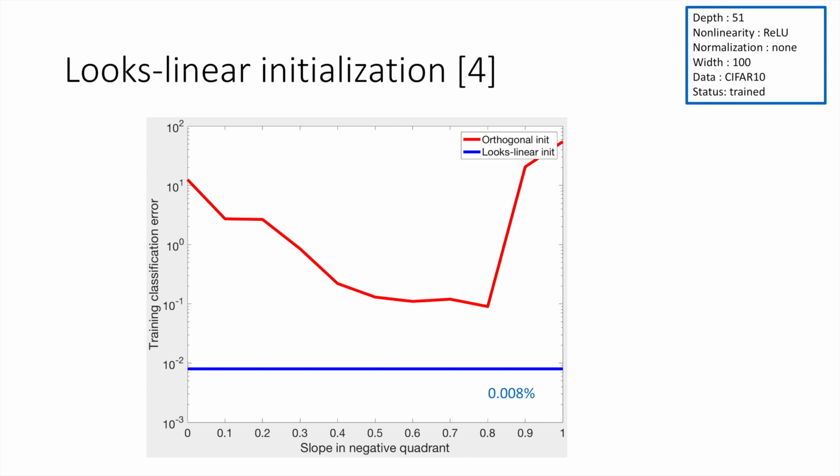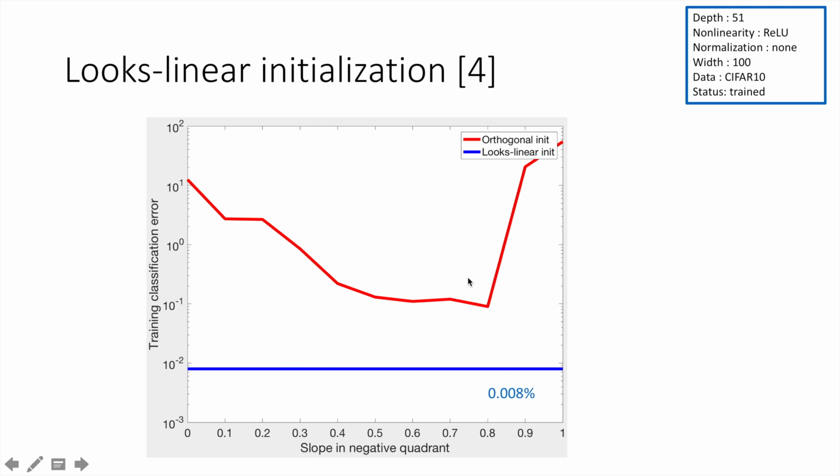Here, we compare the performance of a Looks-Linear initialized ReLU network on CIFAR10 with that of a ReLU network where weight matrices are initialized as a single uniformly random orthogonal matrix multiplied by the square root of 2. Again, we vary the slope of ReLU in the negative quadrant. And again, there is an ideal value for the slope.